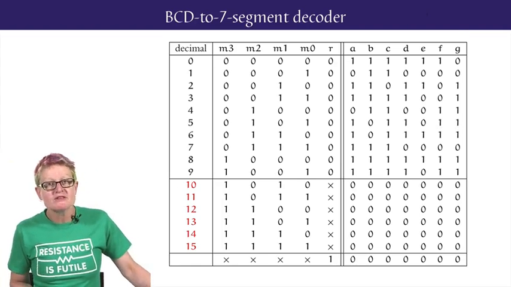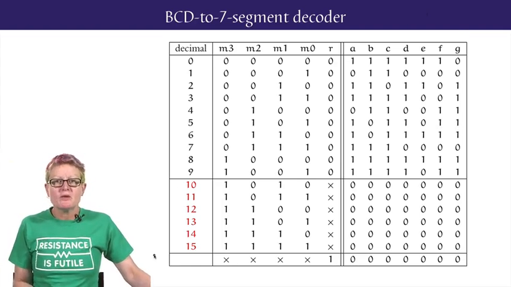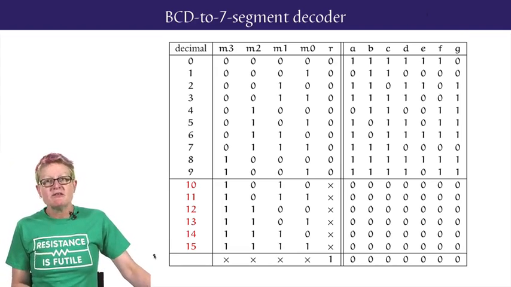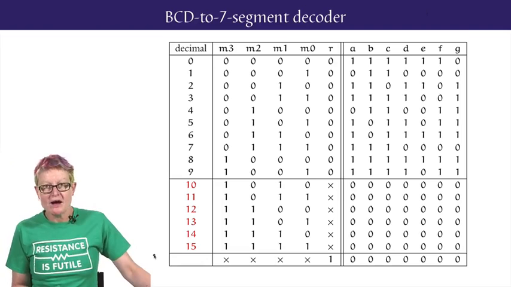For the remaining rows of the truth table, remember that we use a bold X to mean don't care, so the bit value can be either 0 or 1.